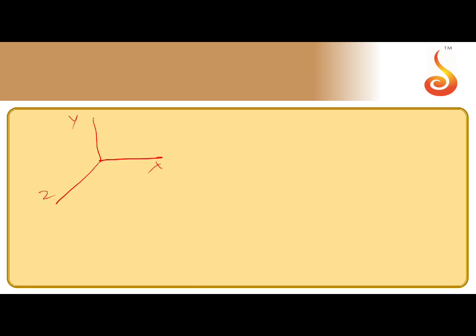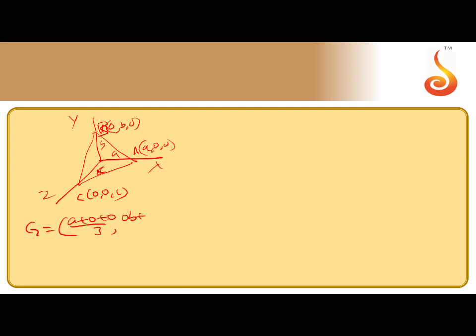X axis, Y axis, Z axis. So you can take the x-intercept as A, this is B and this is C. So the coordinates are A (A, 0, 0), B (0, B, 0), and C (0, 0, C). These are the vertices of a triangle. The centroid is given. So what is the centroid? (A plus 0 plus 0) by 3, (0 plus B plus 0) by 3, and (0 plus 0 plus C) by 3.